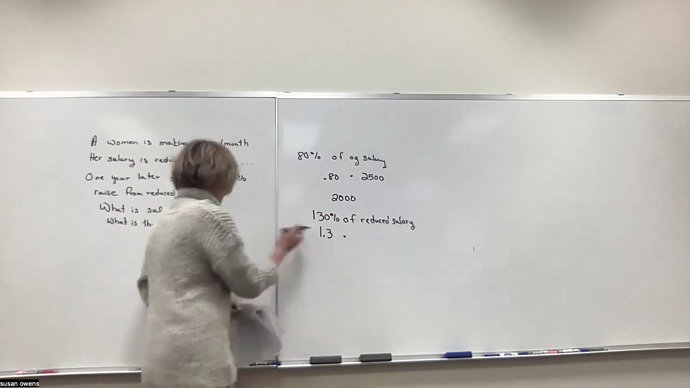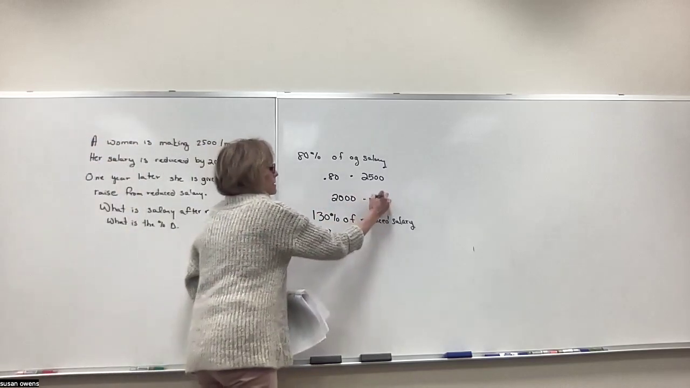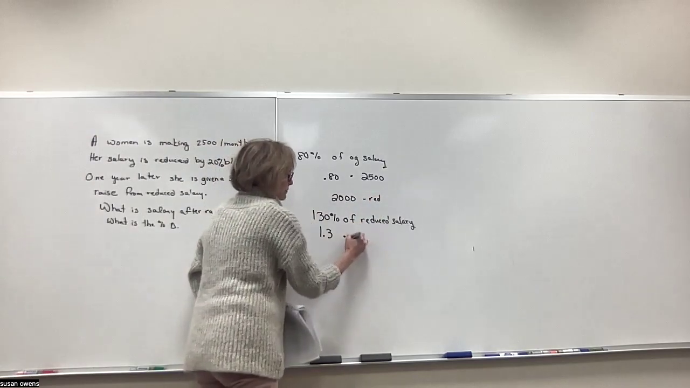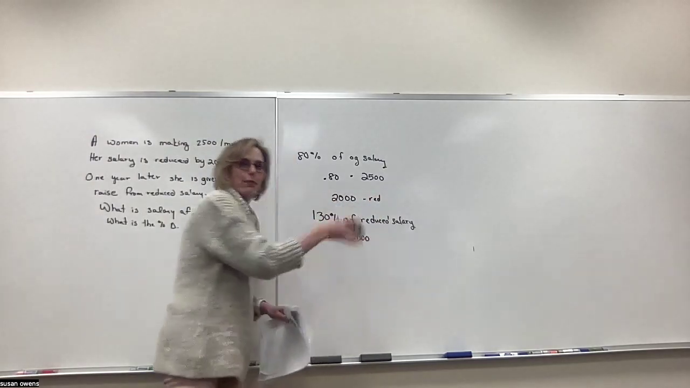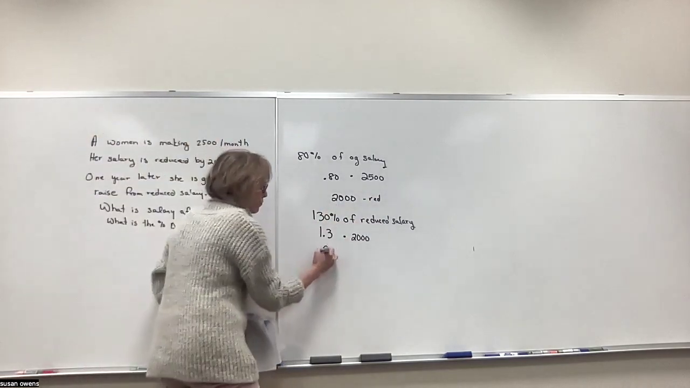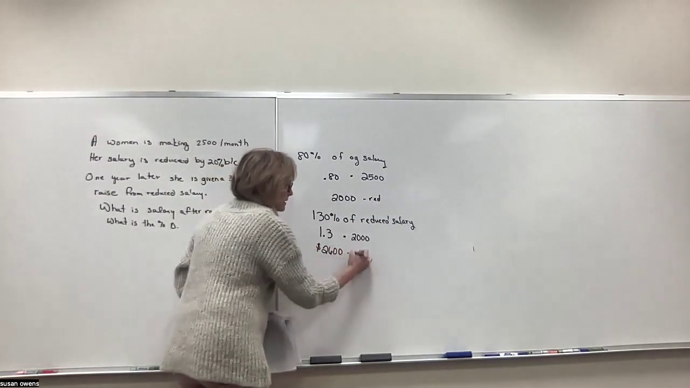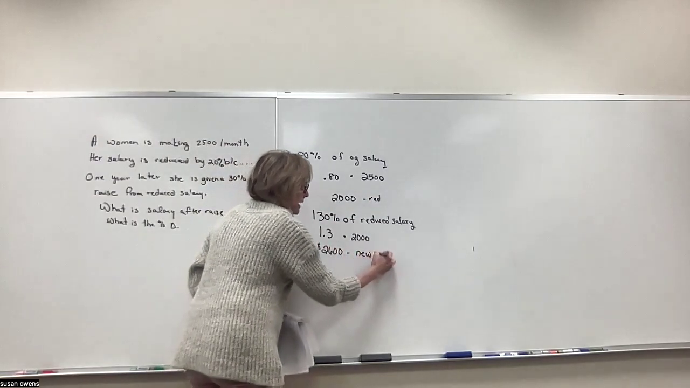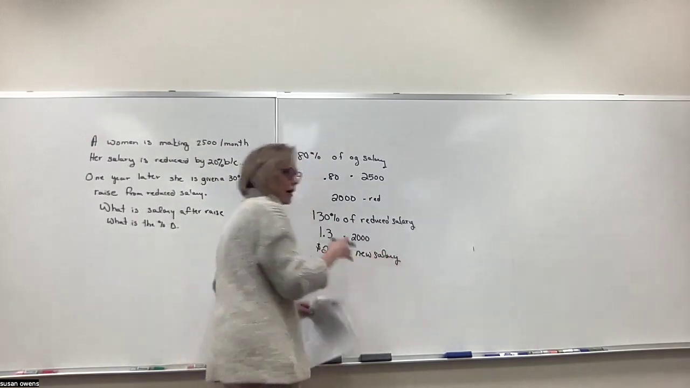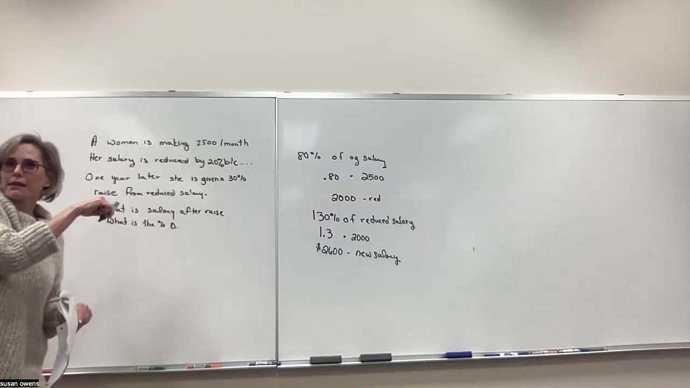Of means multiply. Her reduced salary, we said, was the 2,000. So how much is she making now? $2,600. That's the new salary. That's how much she's making now. So that's the first question that it asked. You have to go through a couple of steps to get there.